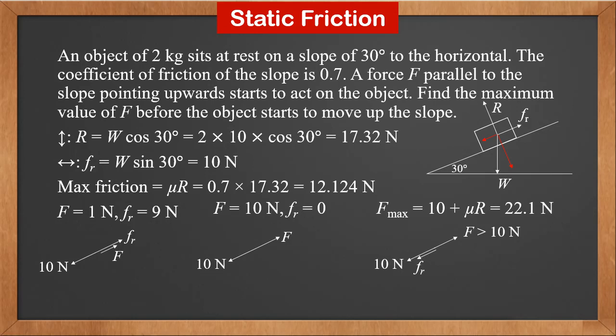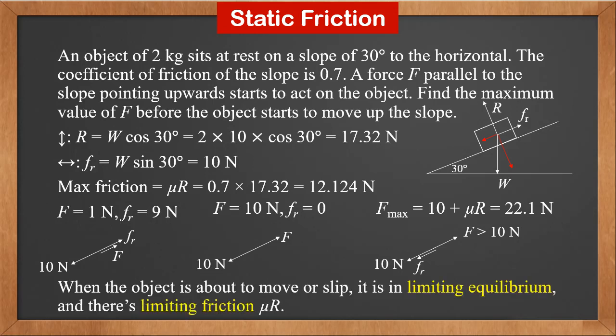From this example, we can see, both the value and direction of static friction can change. It's all decided by Newton's first law of motion. When the object is about to move up or slip down the plane, it is in limiting equilibrium, and there's limiting friction μR.